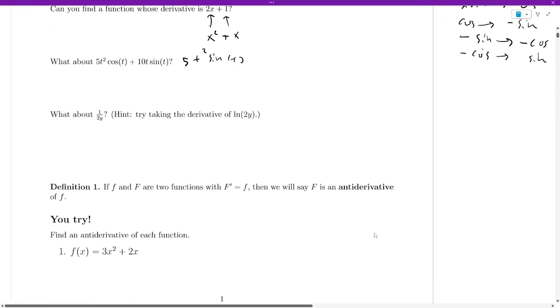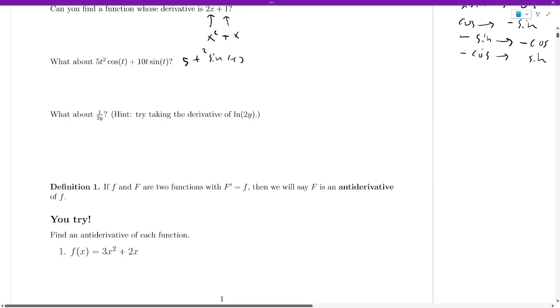Okay, so I'm going to scroll down a little bit. One more example here. What about 1 over 2y? So this is not one that we did already, and it's a little trickier. But let's just follow this hint. It says try taking the derivative of log 2y. Remember, this ln means natural log, logarithm. So think about that for a minute. Try it on your own.